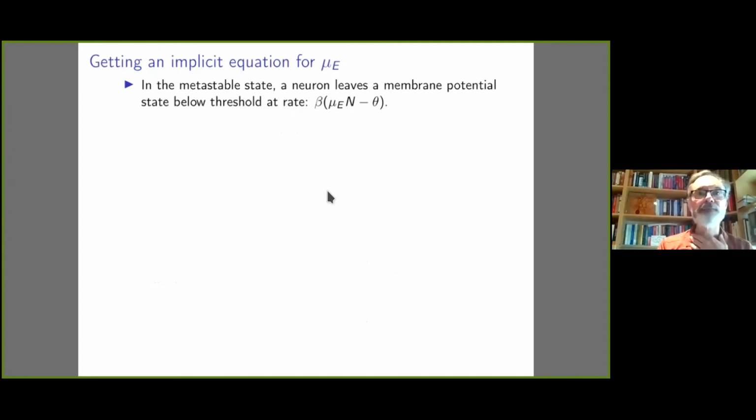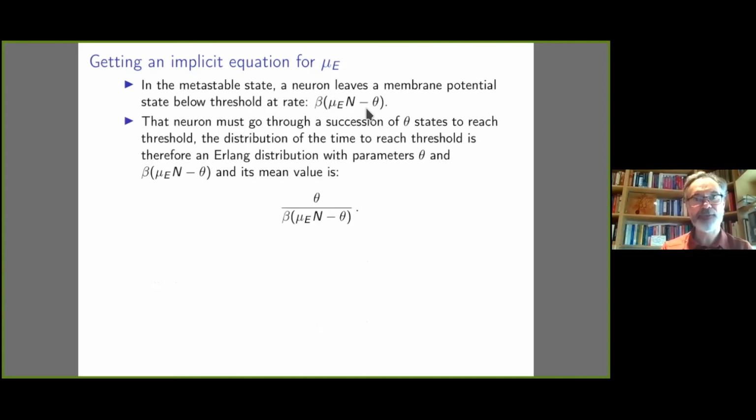Now what we want to get is an implicit equation satisfied by mu e. In the metastable state, a neuron leaves a membrane potential state below threshold at rate beta mu e times n minus theta. And that neuron must go through a succession of theta states to reach threshold. The distribution of the time to reach threshold is an Erlang distribution with parameter theta and beta mu e times n minus theta. So the mean value of this Erlang distribution is this quantity.